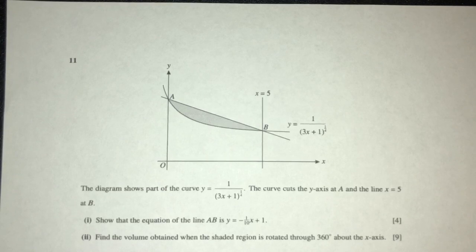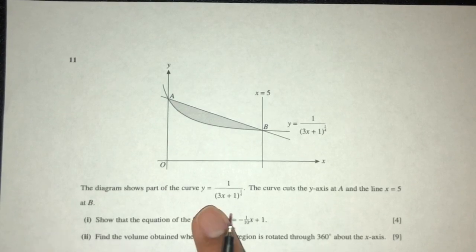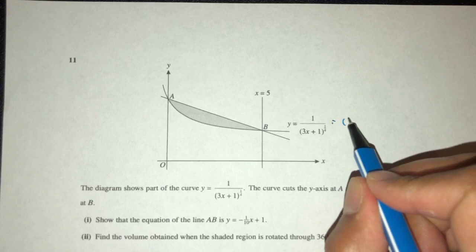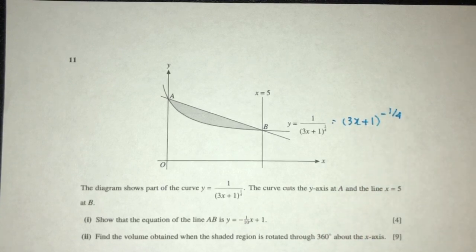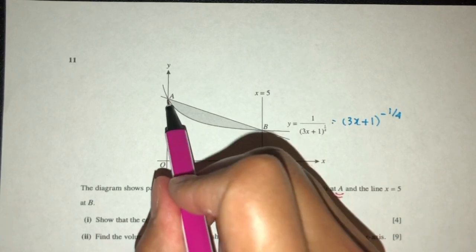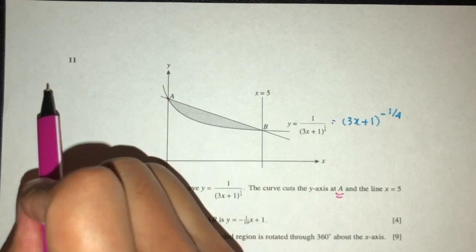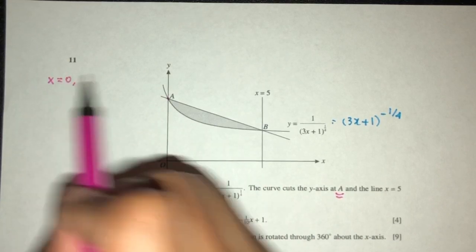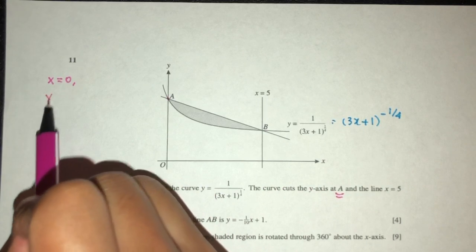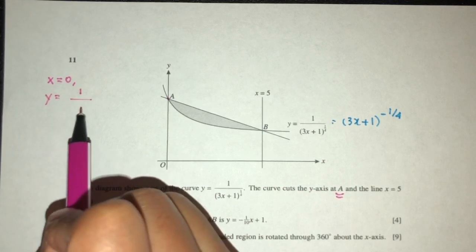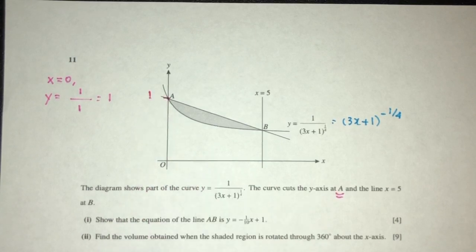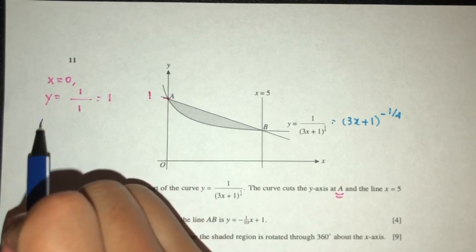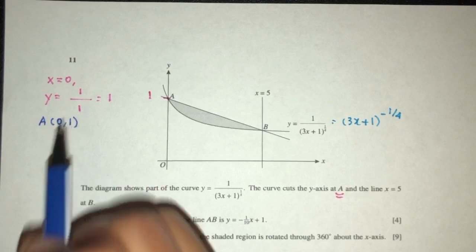The diagram shows part of a curve y equal to this. Now we can rewrite this as 3x plus 1 power 1 over 4. Now what else? The curve cuts the y-axis at A. So let's find the point. We know at the y-axis the value of x will be 0. Replace. You will have y is equal to 1 over 1, that should be 1. So the point A is actually the point 0, 1.